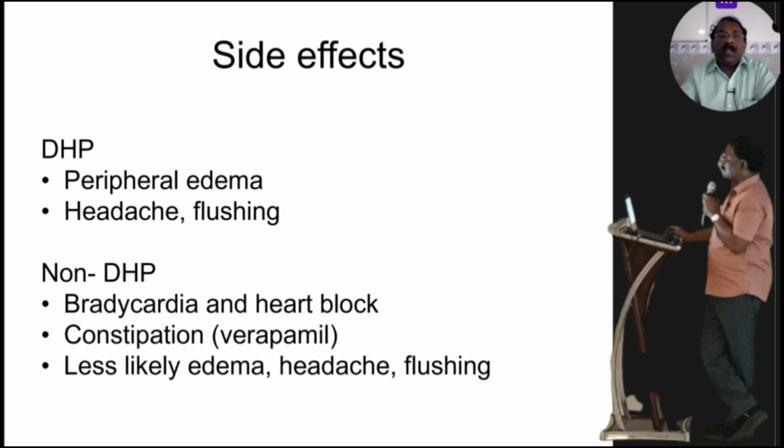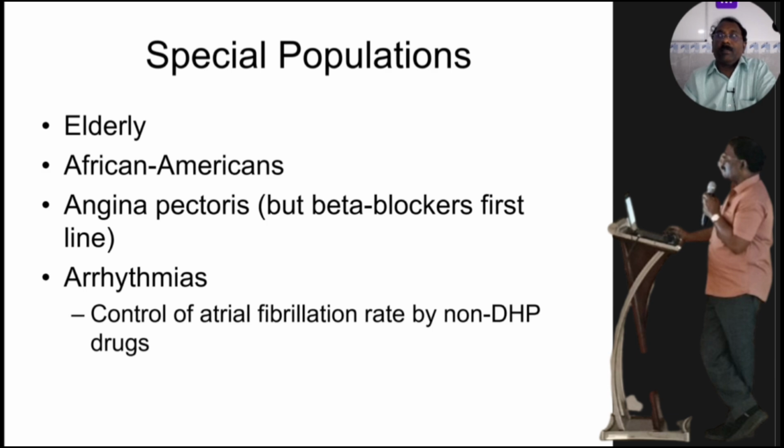And the second class, the non-dihydropyridine group, you will have bradycardia and heart blocks, and constipation along with verapamil. Less likely the edema, headache or flushing, because they are active mostly at the cardiac tissue, not on the arterioles, not as vasodilators. So as I told you, that is a drug of choice in elderly individuals, in angina pectoris especially, or diltiazem, and in arrhythmias, control of the atrial fibrillation rate by non-dihydropyridine drugs like verapamil.